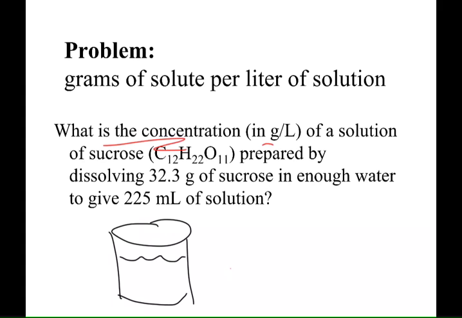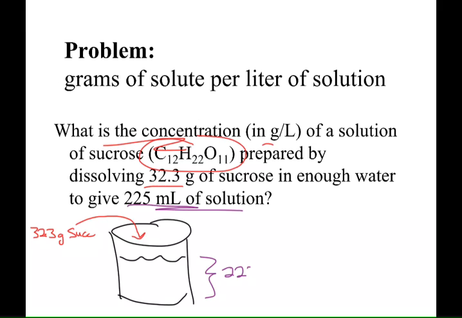It goes on and says that they took sucrose, and it gives the formula for here, and it dissolves 32.3 grams of sucrose. So this is my stuff that's being dissolved, 32.3 grams. I'm going to abbreviate that as sucrose, is dissolved, and water is added so that the total solution volume, after the sucrose has been added, is 225 milliliters of solution. Okay, let me go back to my question.